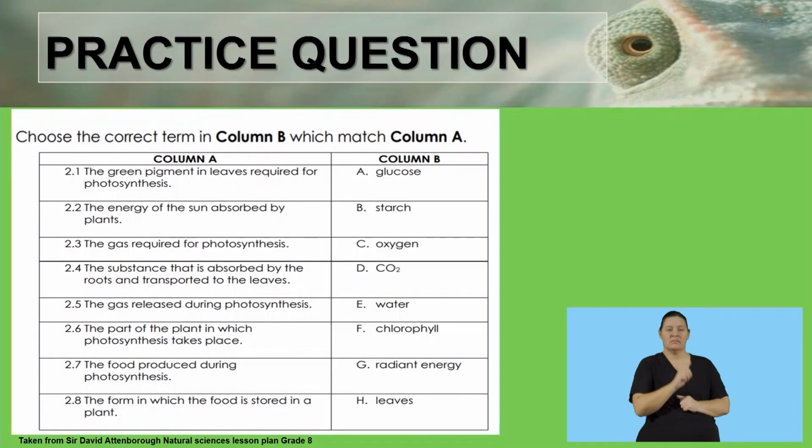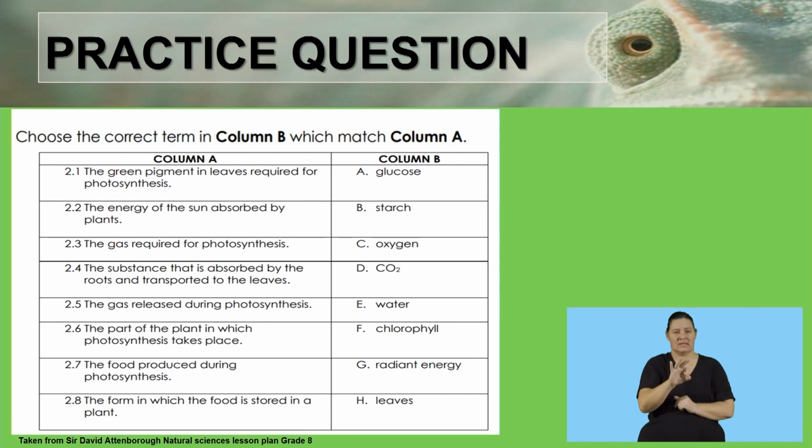2.1 says, the green pigment in leaves required for photosynthesis. If you remember the lesson, you will remember what that pigment is called. Now let us move on to the next one. It says, the energy of the sun absorbed by the plant. What is that energy called?